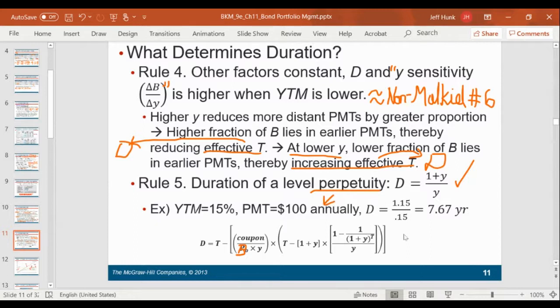And duration is 7.67 years, right? Now this formula, I put it here, is called the closed-end formula. And if you think about it, this is a formula to find duration. It looks kind of complicated, but of course, from a morphological point of view, it's different from the formula we already know.